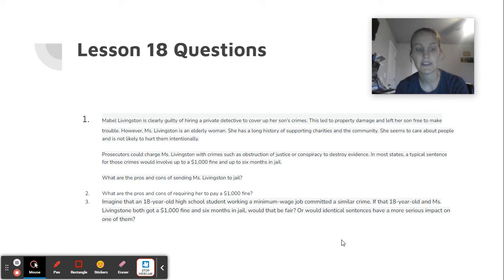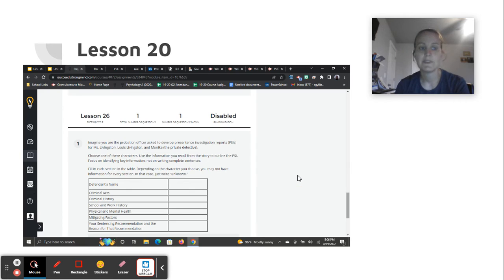Complete sentences. And then number 3, imagine that an 18-year-old high school student working a minimum wage job committed a similar crime. If that 18-year-old and Miss Livingston both got a $1,000 fine and 6 months in jail, would that be fair? Or would identical sentences have a more serious impact on one of them? Again, complete sentences. And then the last thing you're going to do, imagine you are the probation officer asked to develop pre-sentence investigation reports.